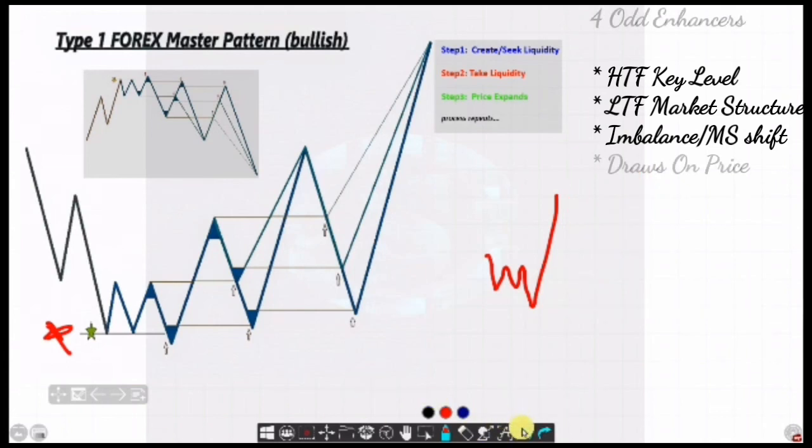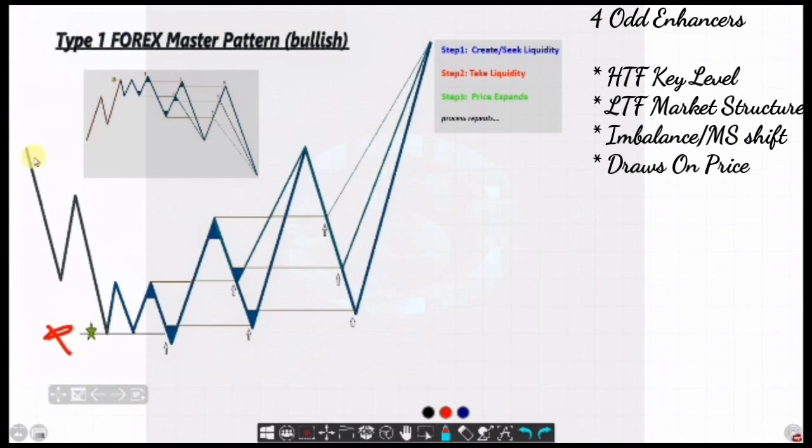I hope that's clear. A key level for me can either be a liquidity pool or these levels on a higher time frame. If you have this market structure played out on the higher time frame, which normally you're going to have because these are the master patterns, that's the first thing I'm looking at.